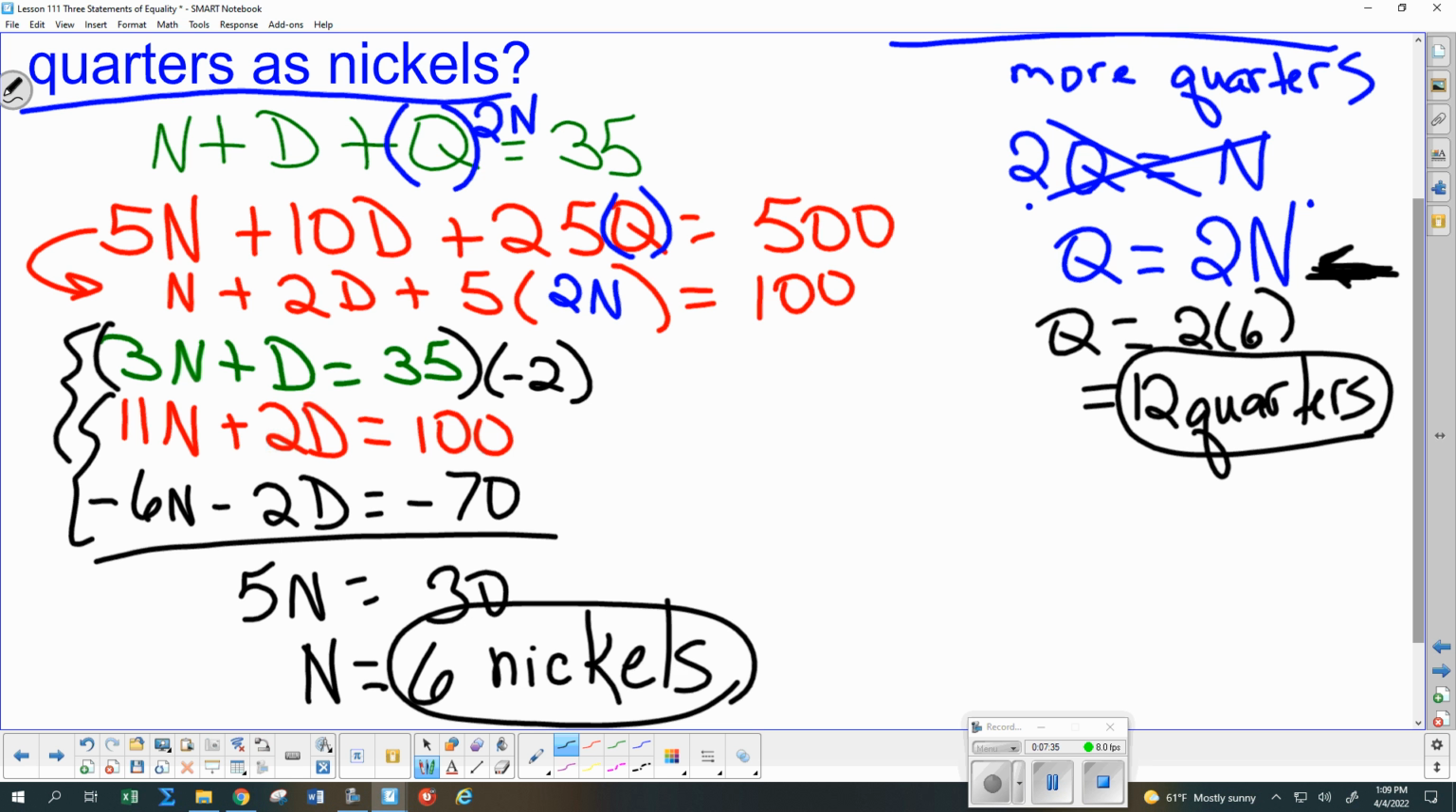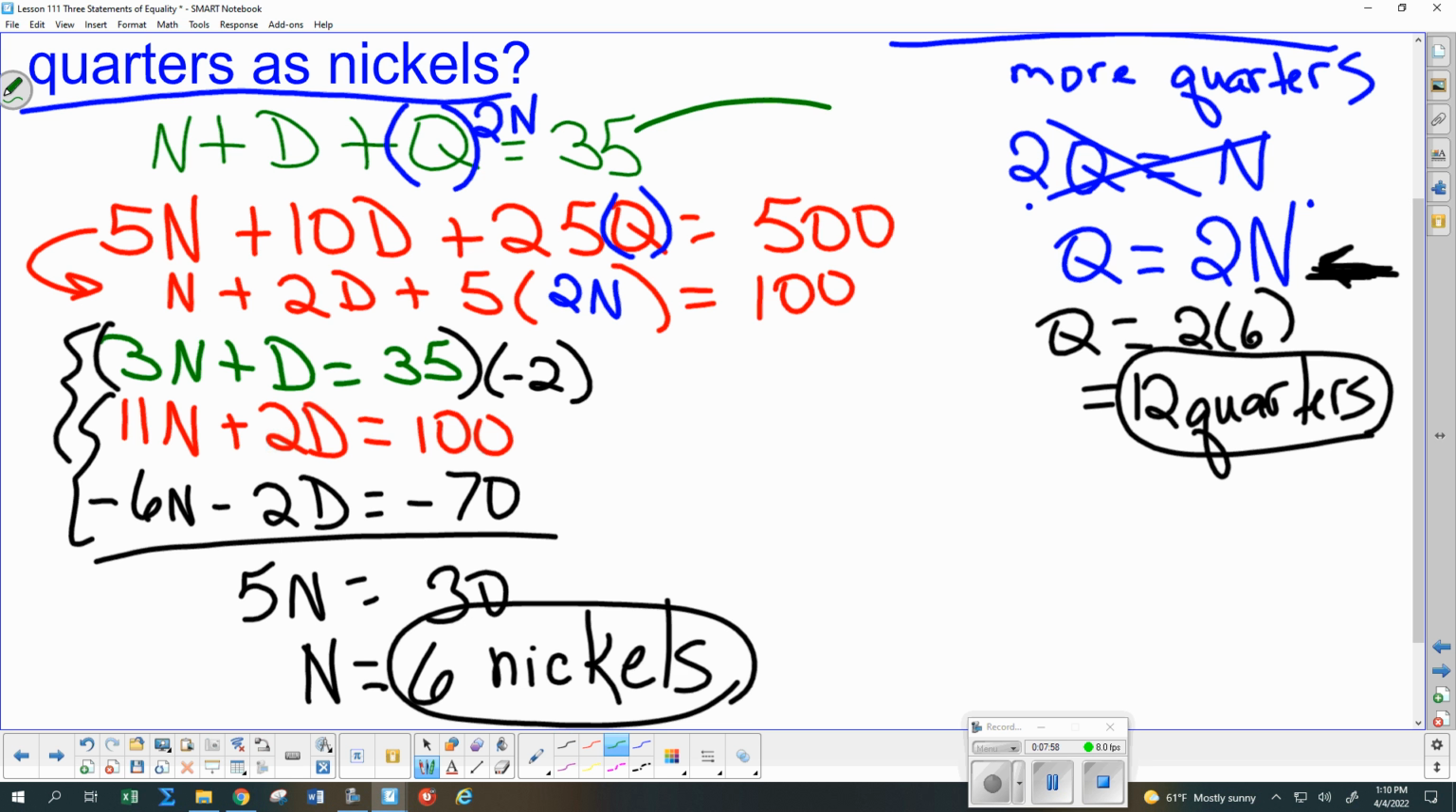Daniel, which one do you think is the easiest one to go to next? We've got nickels, we've got quarters, we need dimes. Which equation should we use? We already did that to get the number of quarters. I need the number of dimes.